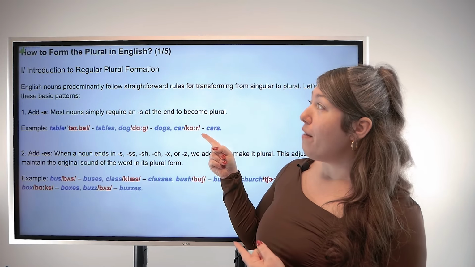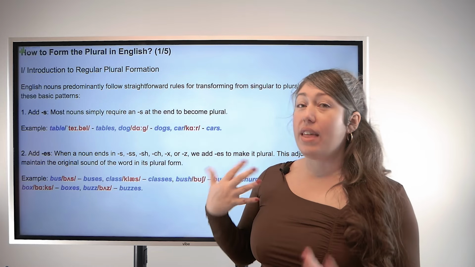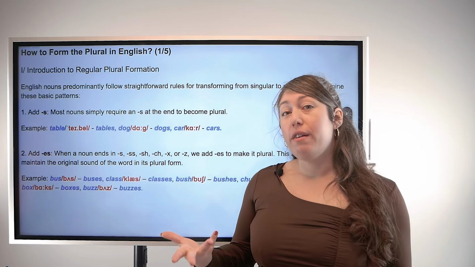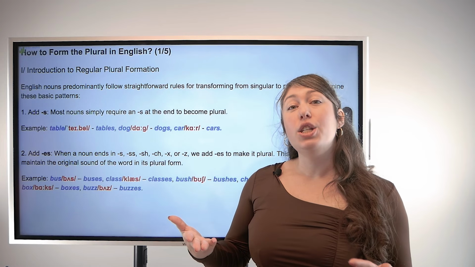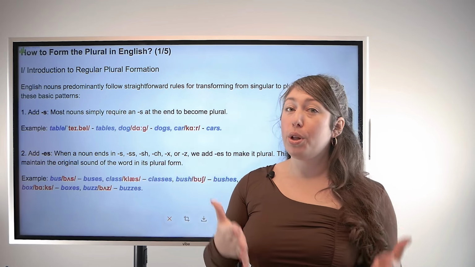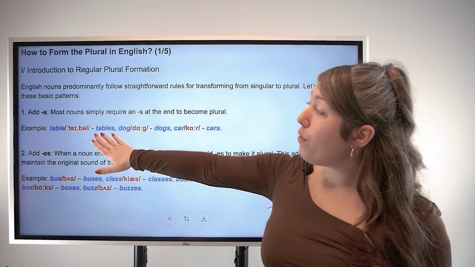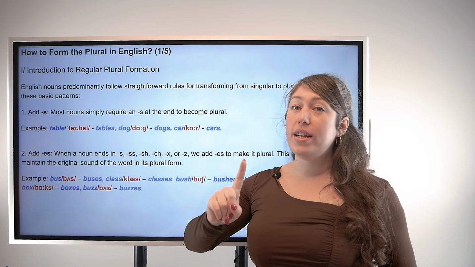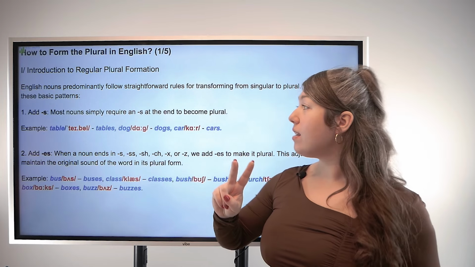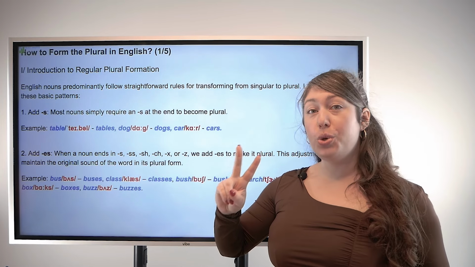So we have regular plural formation. With English nouns, it follows a pretty straightforward rule where you simply have to add an S or an ES to change the noun from singular to plural form. For example, 1 table, 2 tables. 1 dog, 2 dogs. 1 car, 2 cars.